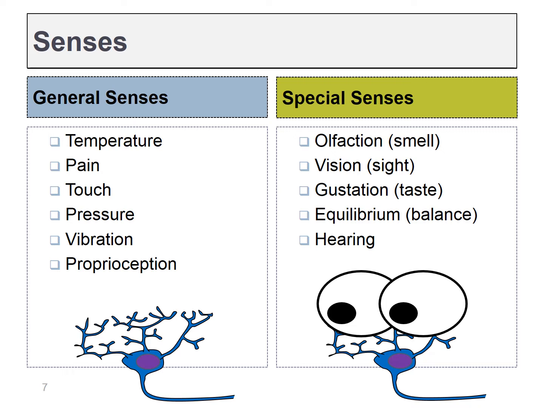Today we're going to start by discussing the general senses. These are ones that only involve dendrites attached to neurons sending information to the CNS. After about an hour or so, we'll move on to the special senses. These require extra organs to help the dendrites attached to neurons to send information to the CNS.